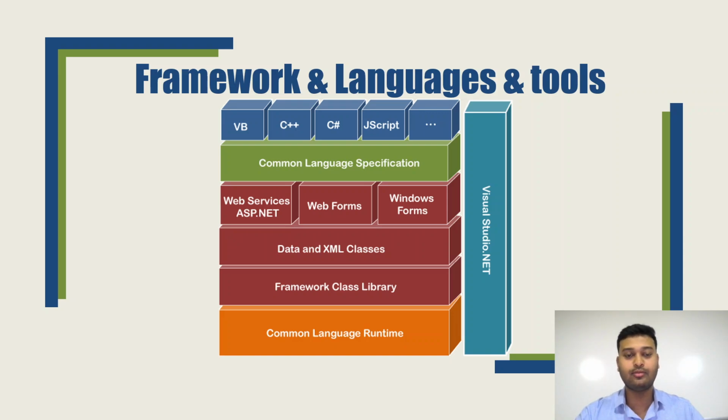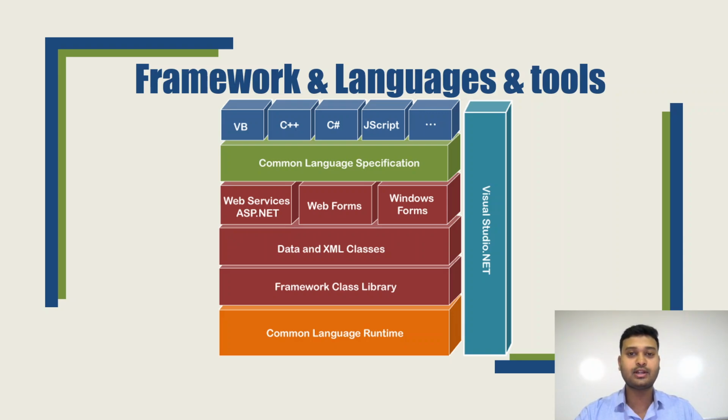This is the whole framework of .NET, where on the top layer there are different kinds of languages which are compiled by a common language specification, which in turn supports different kinds of development, that is web services of .NET, web forms and Windows forms. You can also use data, that is your database connections, with XML classes. So we can use XML, and we can use different databases. Those are supported in the framework.